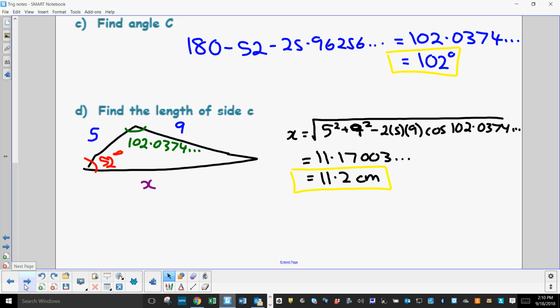Do you want to sort of stop there? Yeah. Yep, area of a non-right angle triangle.